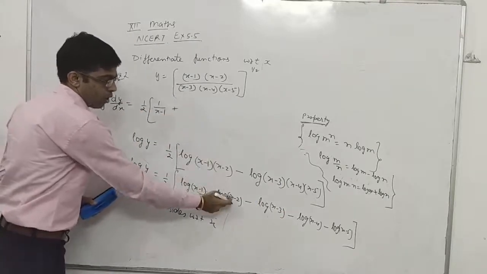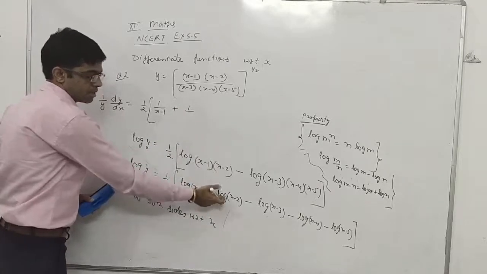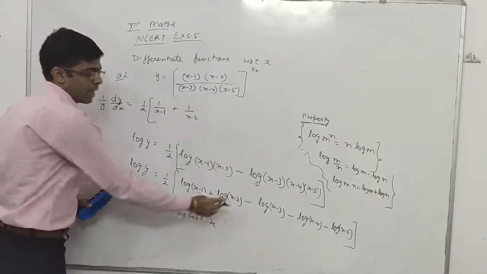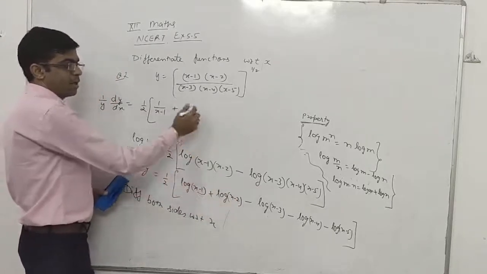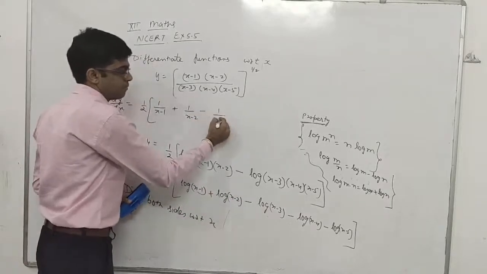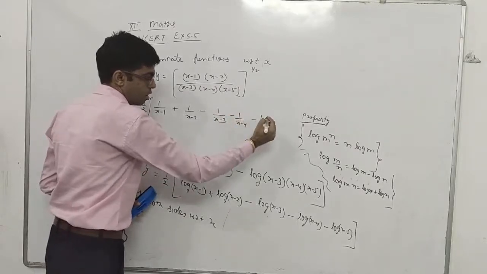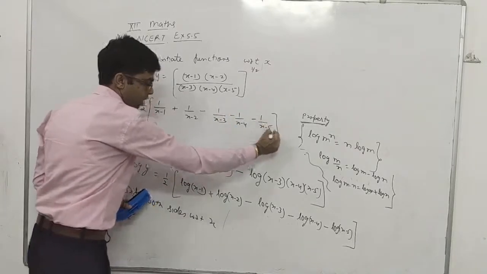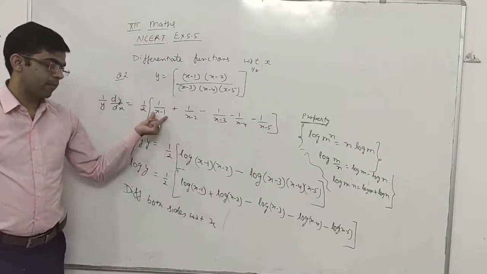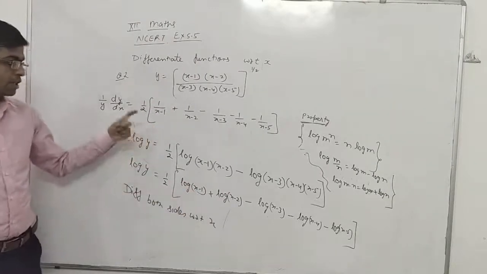Then for log (x minus 2), when we differentiate this term, 1 upon (x minus 2) will come, and the differentiation of x minus 2 with respect to x will be 1. Similarly for log (x minus 3), 1 upon (x minus 3), 1 upon (x minus 4), 1 upon (x minus 5). Whatever is with the log will first go in the denominator, and then we take the differentiation of x minus 1 with respect to x.